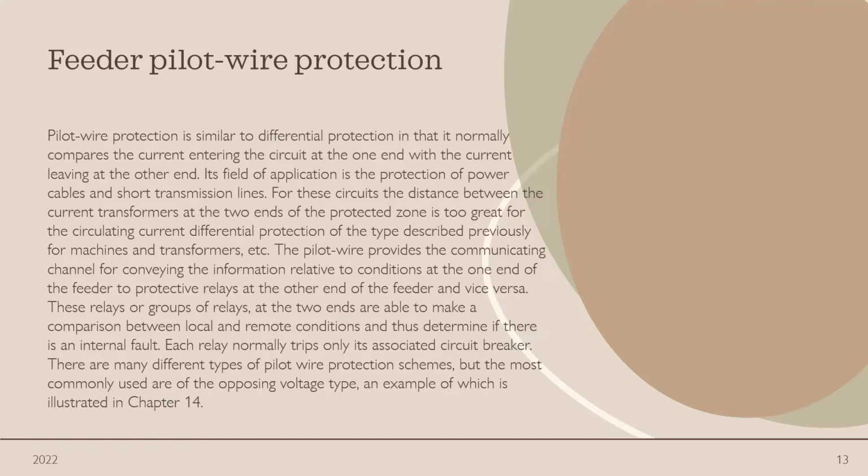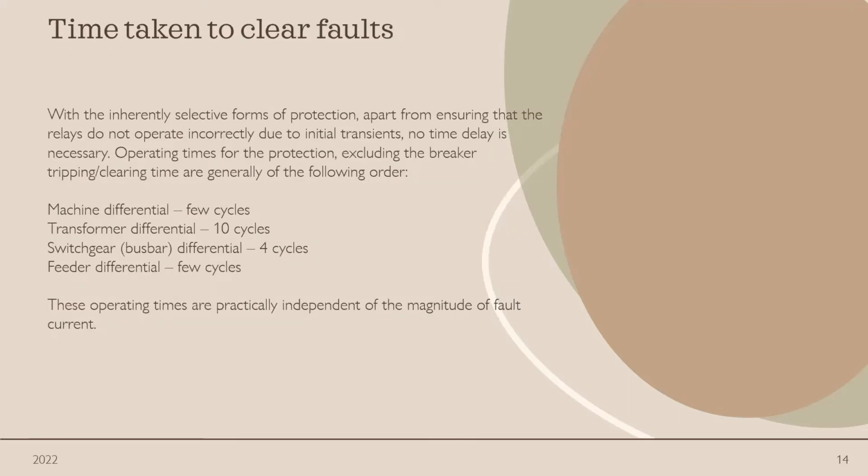These relays or groups of relays at the two ends are able to make a comparison between local and remote conditions, and thus determine if there is an internal fault. Each relay normally trips only its associated circuit breaker. There are many different types of pilot wire protection schemes, but the most commonly used are of the opposing voltage type, an example of which is illustrated in Chapter 14.